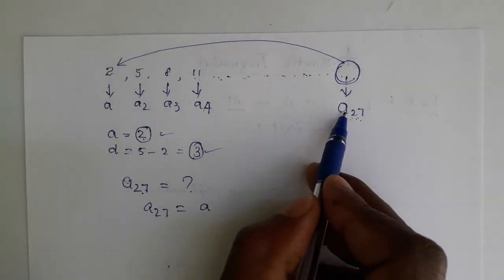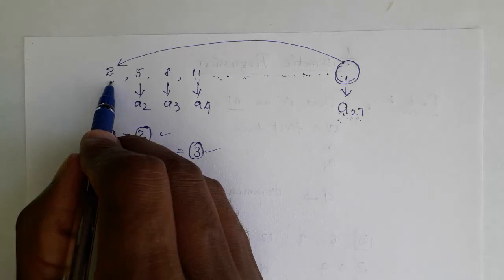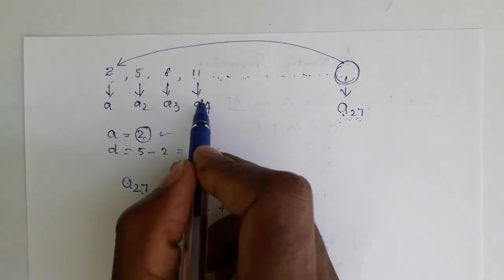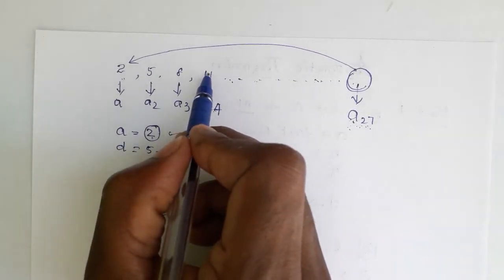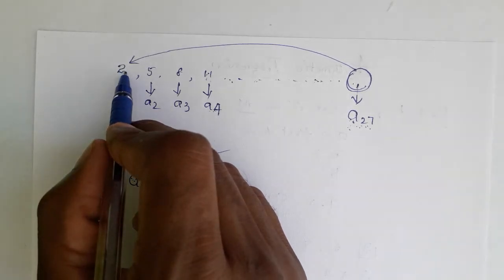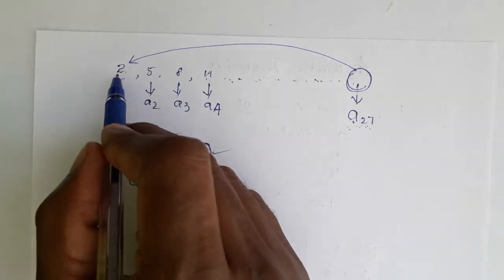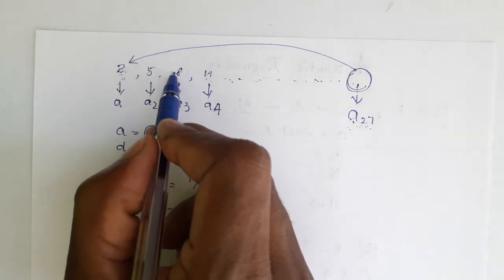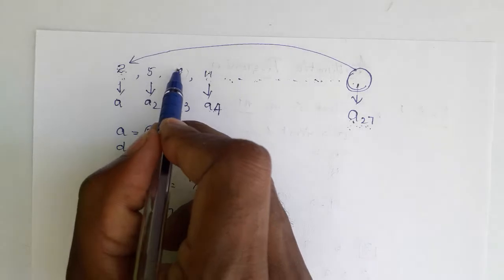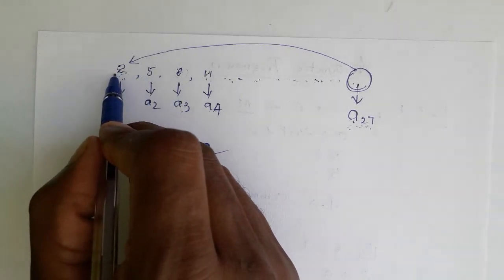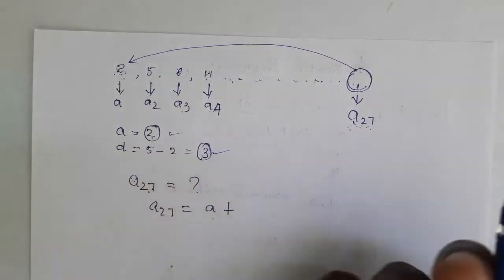plus the jumps this 27th term takes when it goes to the first term. How many jumps? Look here. 11 is the fourth term. This fourth term goes to meet the first term by taking how many jumps? Let us see: 1, 2, 3. So the fourth term takes 3 jumps to meet the first term. Let us go to the third term, A3. The third term takes 1, 2 jumps, just 2 jumps to meet the first term. Similarly, every position takes how many jumps? One less than its position.